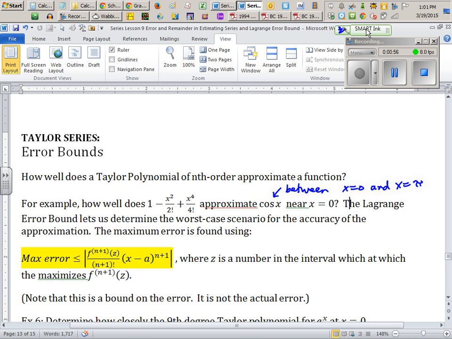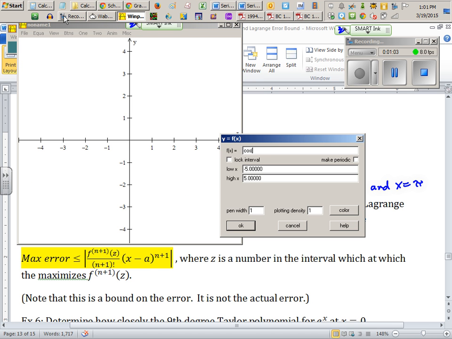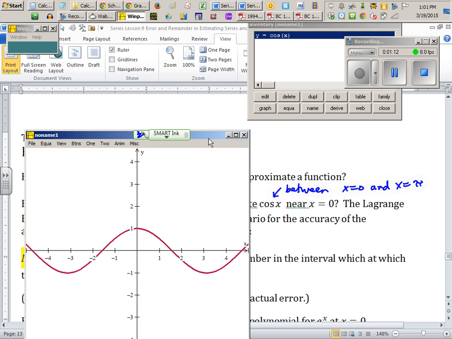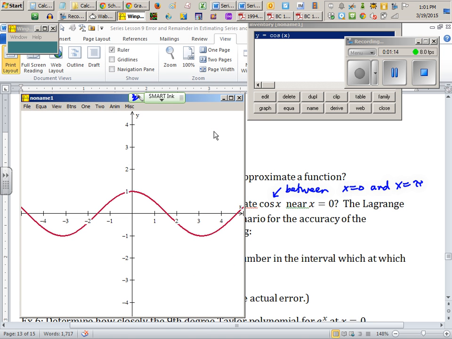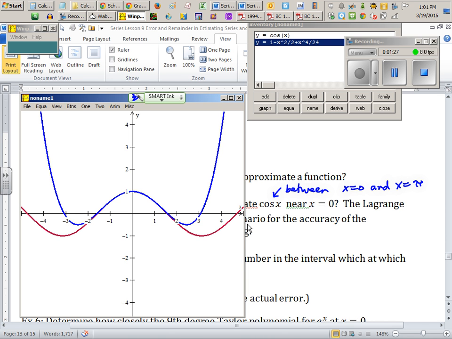Let me pull up my grapher and you can see exactly what this question is asking. I need a cosine wave. There's a cosine wave. And then I have this Taylor polynomial that's supposed to approximate the cosine wave: 1 minus x squared over 2 factorial plus x to the 4th over 4 factorial. And this is going to show up in blue. You can see that this is actually pretty good in the middle. See how well it hugs the curve?